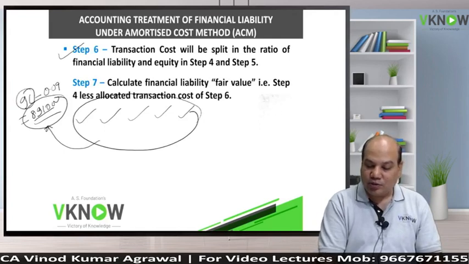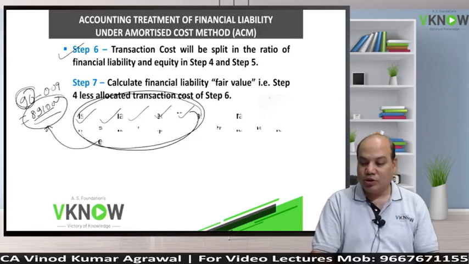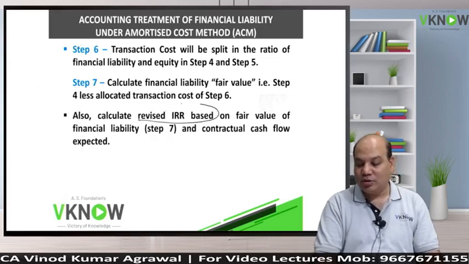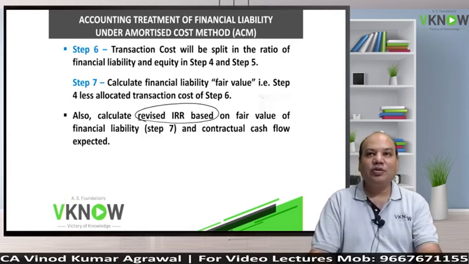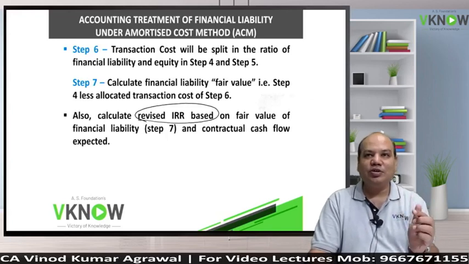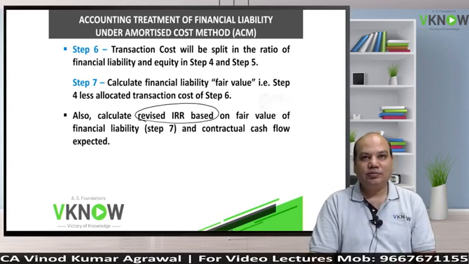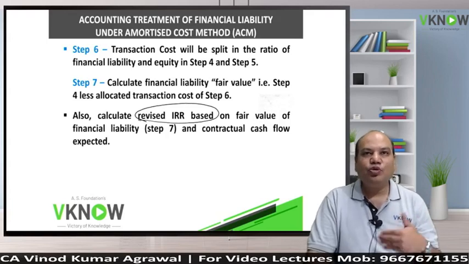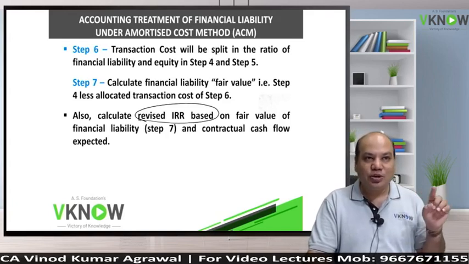This 9 lakh was calculated using the market rate of discount, but the base number itself has changed. So what will happen to the discount rate? The discount rate will have to be recalculated. Oh my God. So if it is a compound financial instrument involving transaction cost, after allocating the transaction cost, you will have to compute the revised effective interest rate. Revised IRR you have to compute, and that revised IRR will be used for further accounting, not the original market rate.